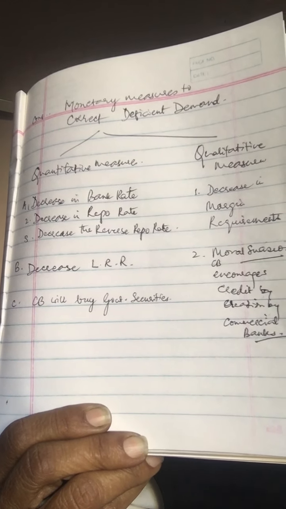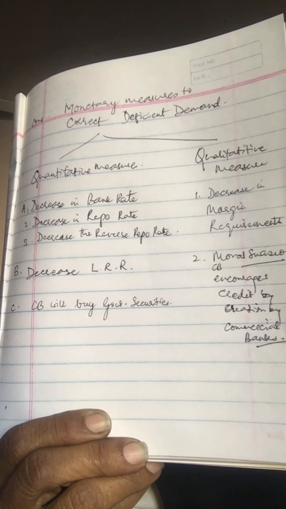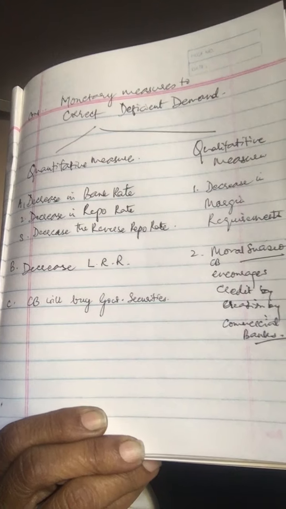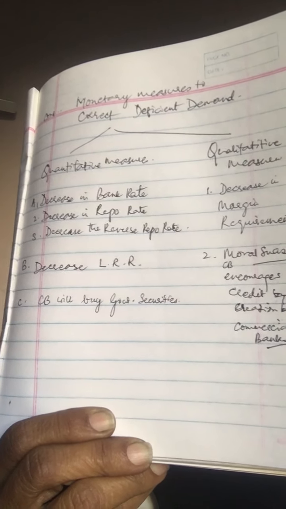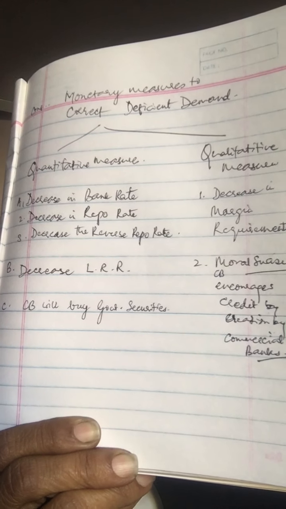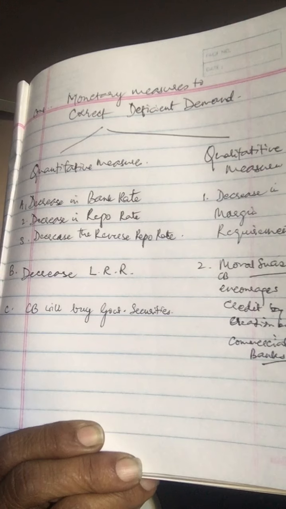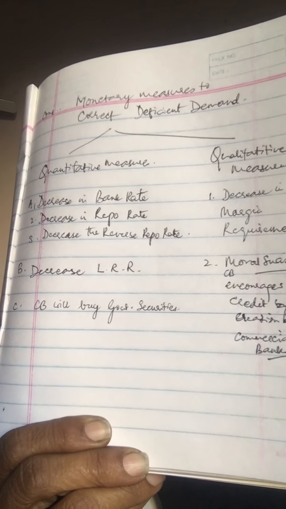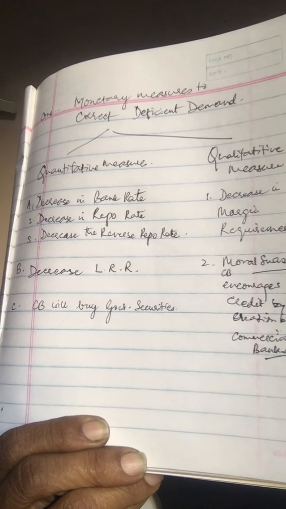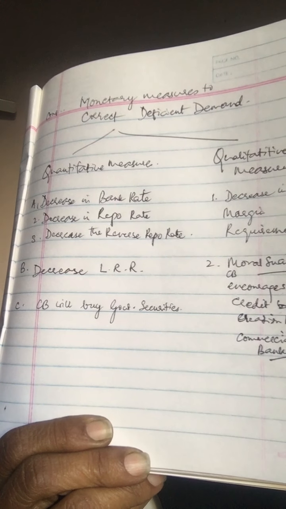So as the central bank lowers the bank rate, the cost of borrowing for banks also reduces. This leads to a reduction in lending rates by the banks, that is the rate of interest. Cheaper credit increases the money supply and motivates the firms to borrow more for investment. So an increase in investment demand will bring about an increase in aggregate demand.